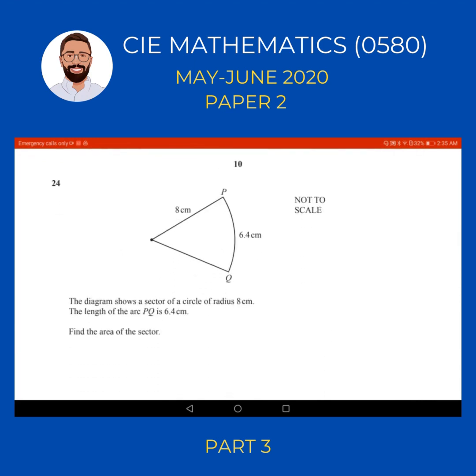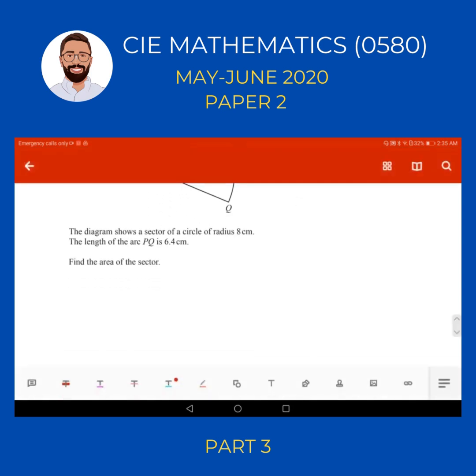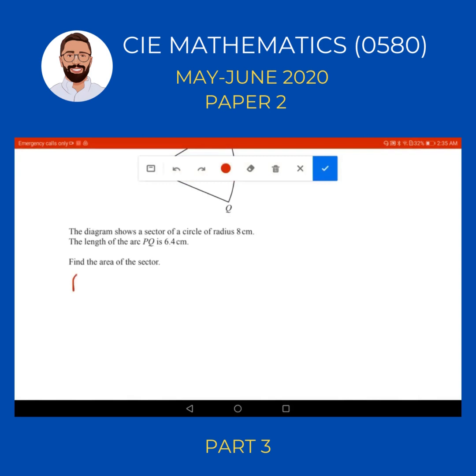Now, question 24. So it says the diagram shows a sector of a circle of radius 8. The length of the arc is 6.4, so arc PQ. We need to find the area of the sector. Now, the formula for the area of the sector A is theta over 360 times pi r squared. Now, the radius here is known, it's 8. And pi is a constant. So I need to find theta. So once I have theta, I can find the area.